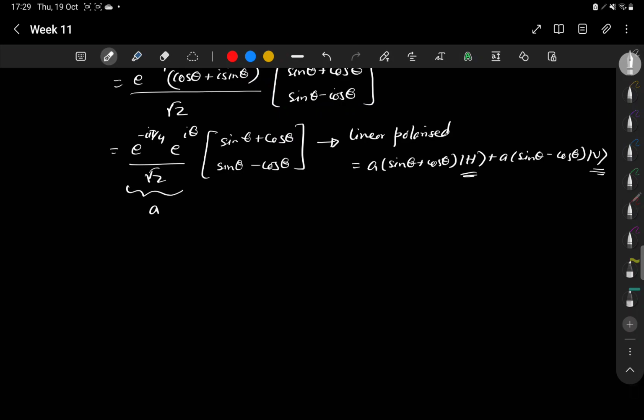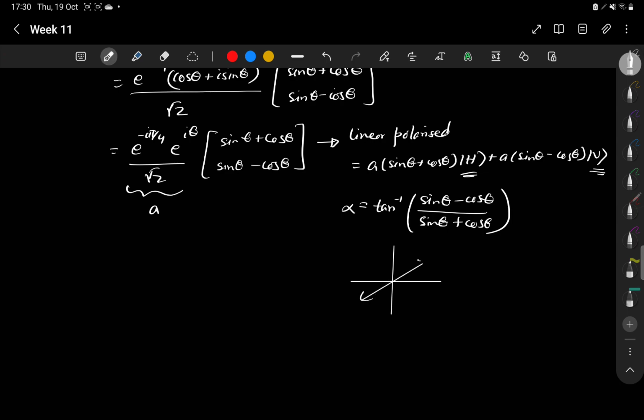And the angle can be found out as follows. Whatever is the angle theta, you can find out this angle. This is the angle of the linearly polarized light. So if this angle is alpha, then your linearly polarized light is like this, making angle alpha.